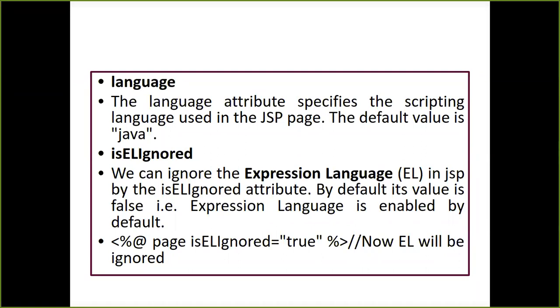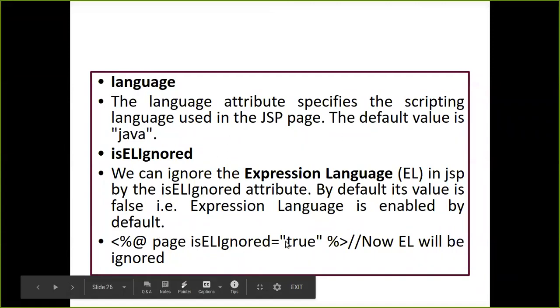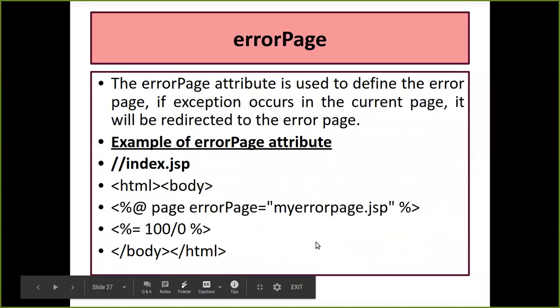If you don't want to make use of expression language, you can just ignore it. By default its value is set to false, which means it is enabled by default. You can set it to true. True means you are going to ignore it. False means you are not going to ignore it, you are going to make use of it. So we use the @ sign, a page attribute, and the isELIgnored attribute, defined as true. So now the EL is going to be ignored.